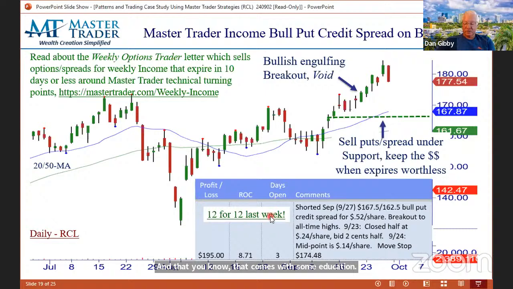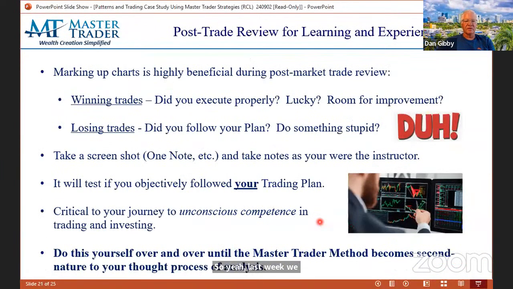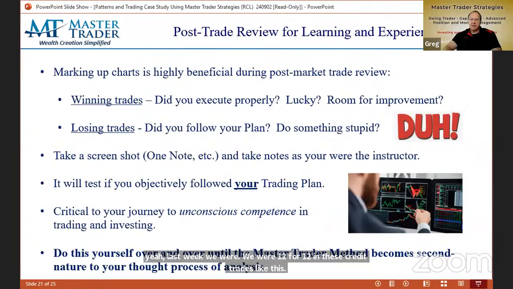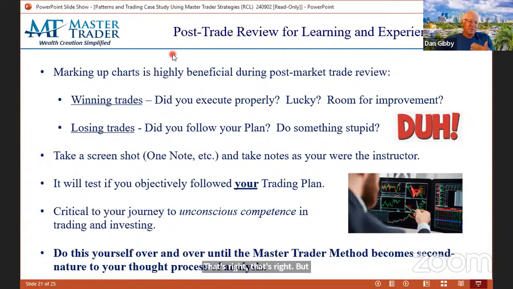So yeah, last week we were 12 for 12 in these credit spread trades like this. That means 100%. That's right. But it's also giving them a feel of how many we give. We have a weekly options trader, which all it does is sell options and spreads around patterns like this. And I would say 10 is the average. If we nail the turn, it could be 20. But yeah, it's a great little service.